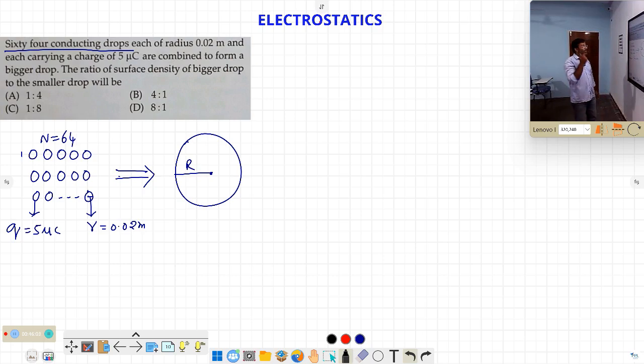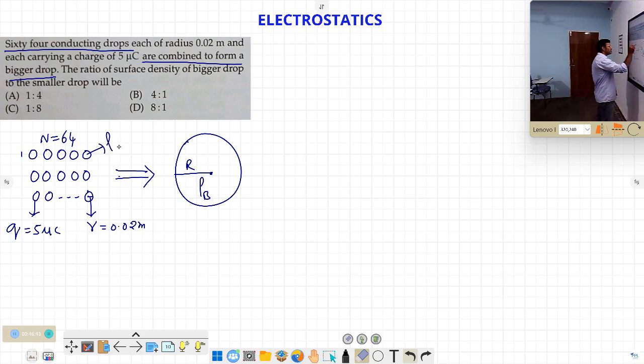Now we combine them to form a bigger drop. When you combine all the drops, it becomes a single drop, as you can see in the diagram. They are asking, when it is made into a single drop of certain radius R, the ratio of the charge density of the bigger drop to that of the small drop. Drops have volume charge density, so I am writing B for the bigger drop and S for the smaller drop. They are asking for the ratio of the bigger drop's density to the smaller drop's.